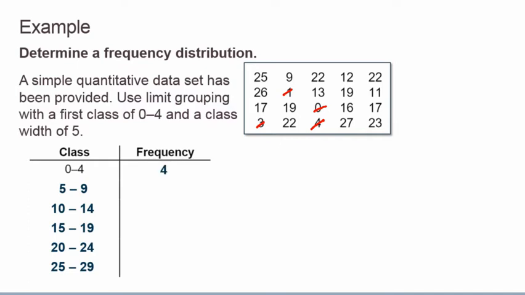Next, I want to find how many data points are in the class 5 to 9 inclusive. So that's going to include 9, and that's all. So that class has a frequency of 1.